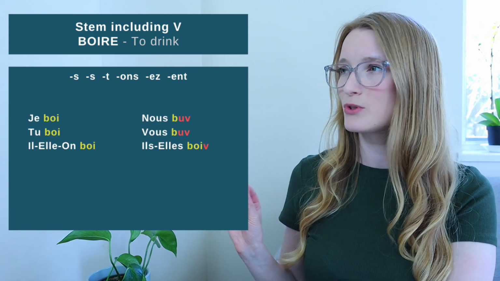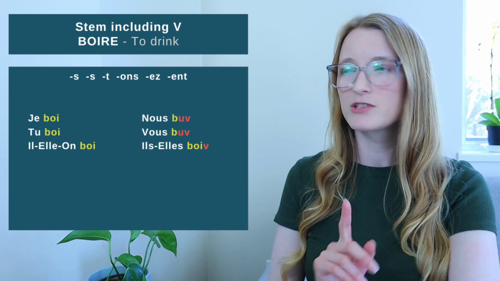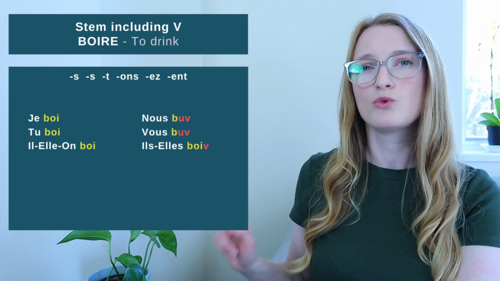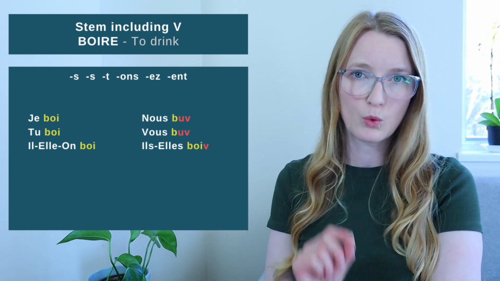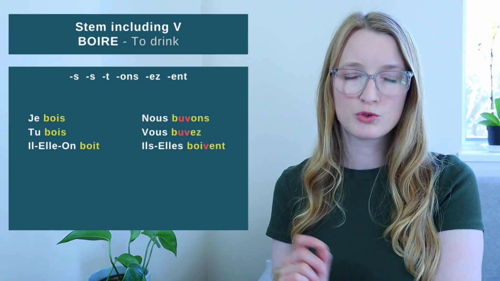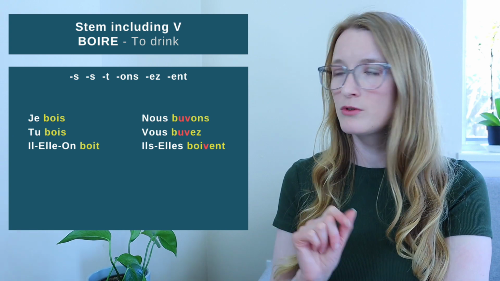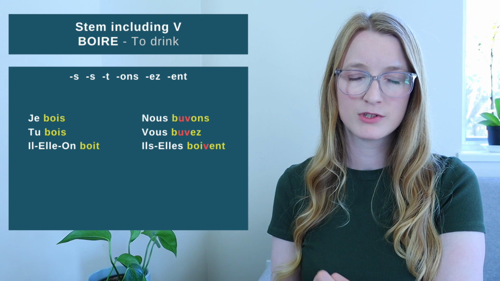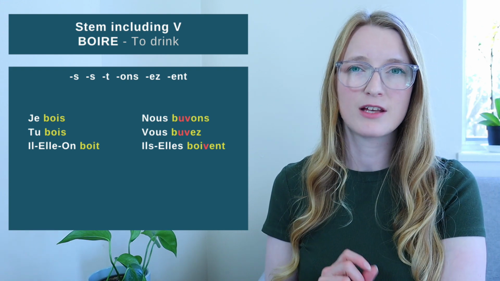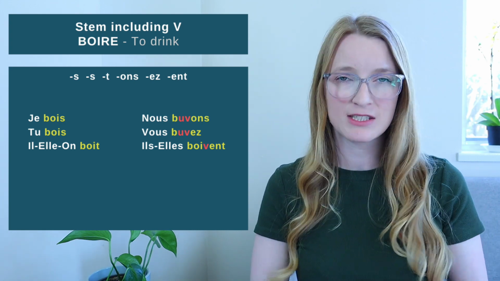As usual, for the singular form, we are only going to keep B-O-I. But for the plural, it's going to turn into B-U-V, and B-O-I-V. So we have je bois, tu bois, il, elle, on boit, nous buvons, vous buvez, ils boivent, elles boivent. So once again, you really have to master the present tense.